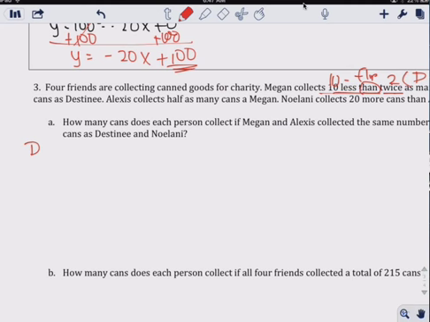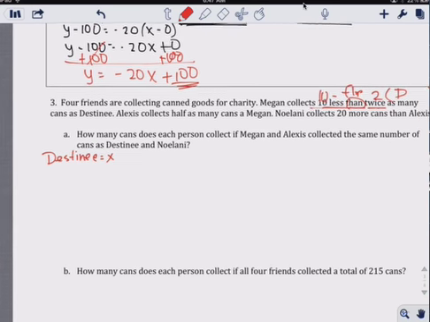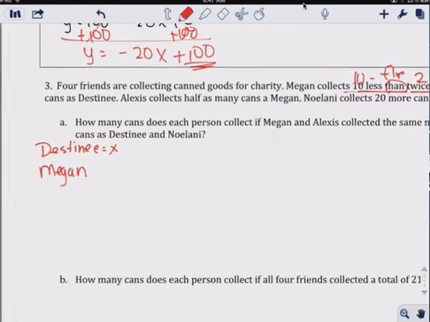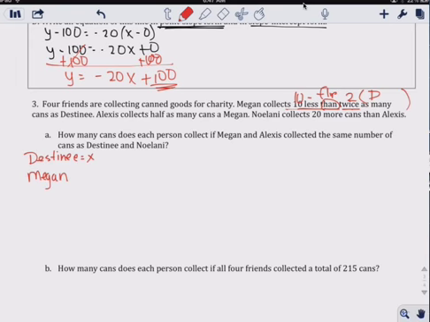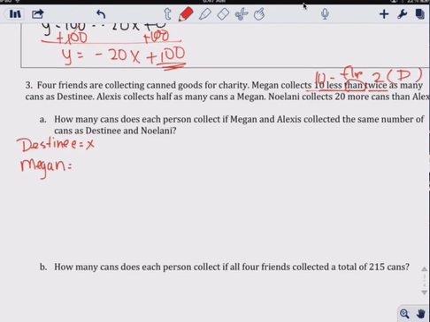I'm gonna write small because I didn't give myself much room in here. Destiny, we don't know. Give it X. Megan, we know Megan. I don't think they gave any information on Destiny anywhere. Okay, Megan is 10 less than twice Destiny, and Destiny we say was X. So we flip that. That's 2x minus 10. Okay, Alexis collect. Okay, there's Alexis.